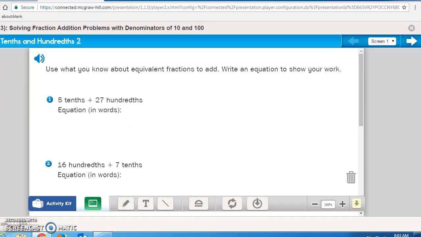Now I want you to try to show me what you know about equivalent fractions and adding them. Please get out Math Journal page 164. It reads, 5/10 plus 27/100 is the equation in words. So they want you to write this in words. Well, first of all, they want us to have the same denominator. So we're going to have to change 5/10 to hundredths.